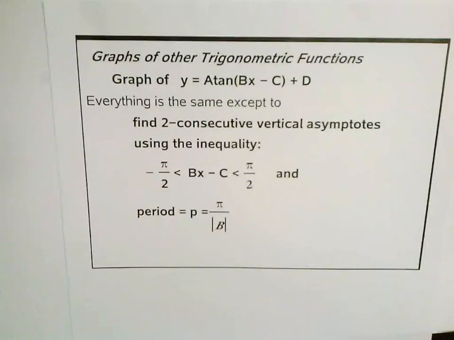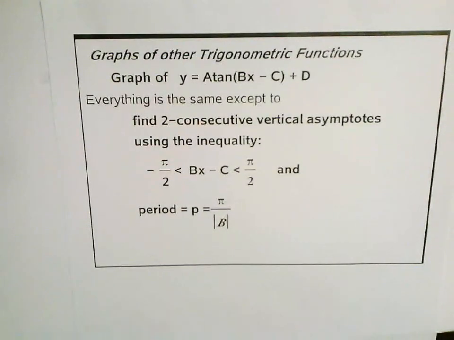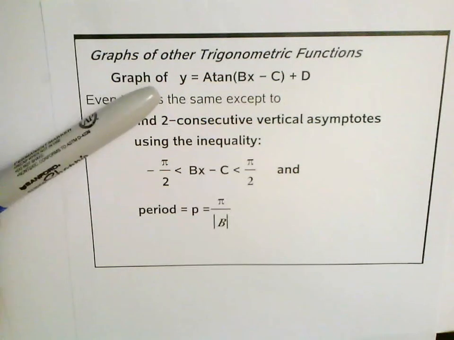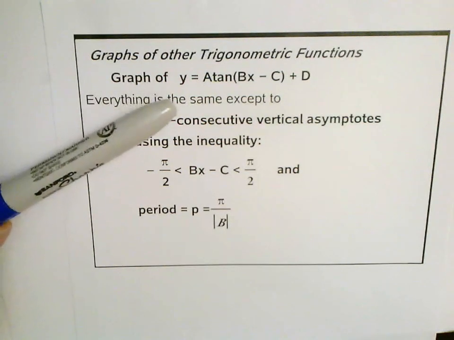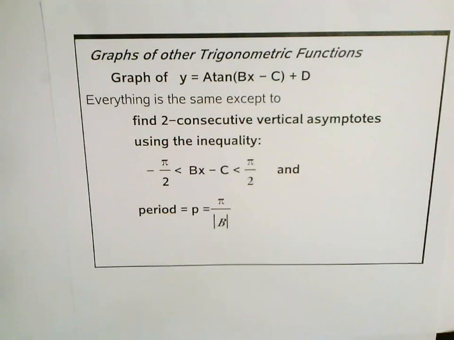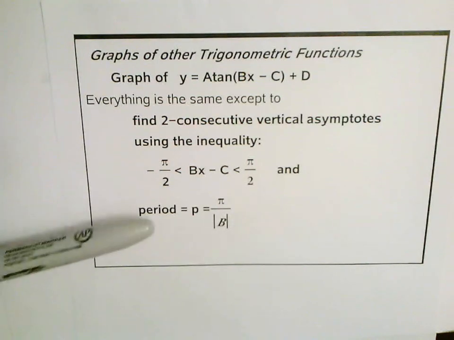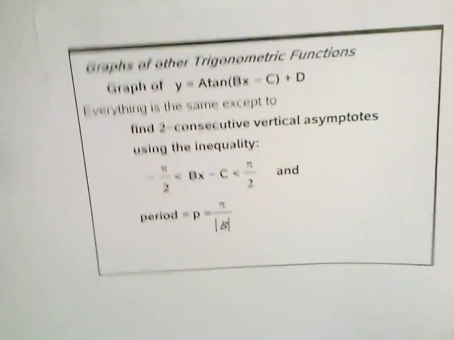We're also going to review our standard form for the equation of our tangent function. Y equals a times the tan of the quantity bx minus c plus d. And in order to find 2 consecutive vertical asymptotes, we're going to use this inequality. This is an inequality that we only use for the tangent function, just the tangent function. And here is the formula for period, the number of radians that it takes to complete one cycle, pi divided by the absolute value of b.